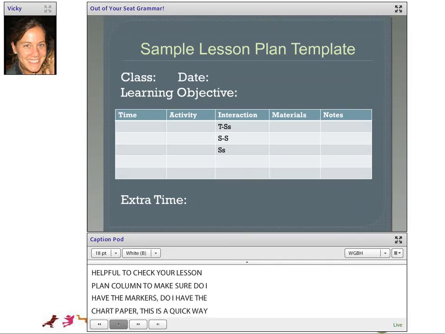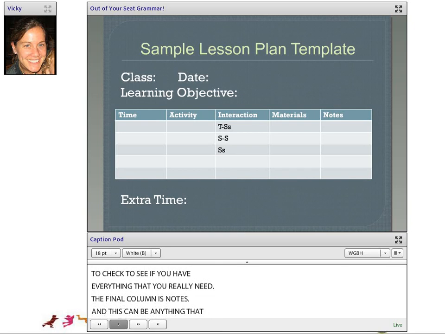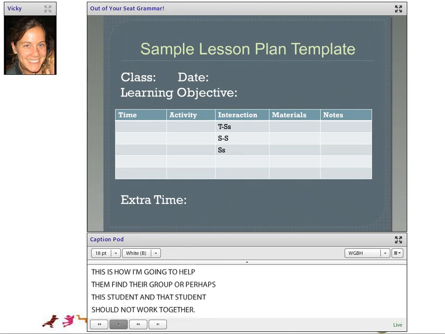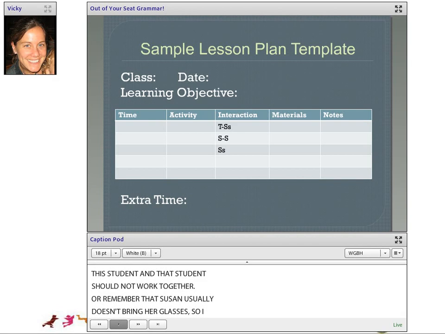The final column is notes. And this can be anything that you need it to be. Sometimes I write things such as, this is how I'm going to get the students into partners. This is how I'm going to help them find their group. Or perhaps this student and that student should not work together. Or remember that Susan usually doesn't bring her glasses, and so I should try to make sure that she sits at the front of the room. Anything like this that you think would be helpful to write a note about.